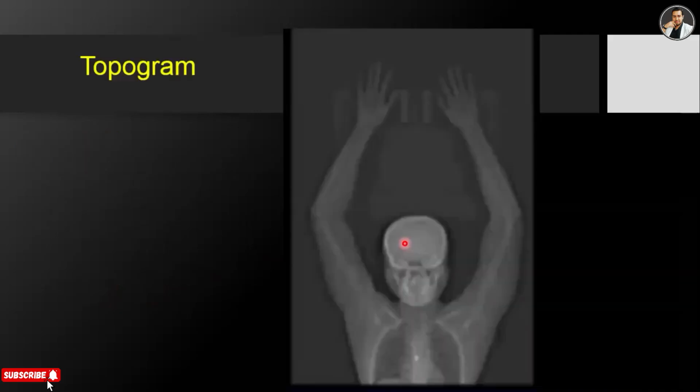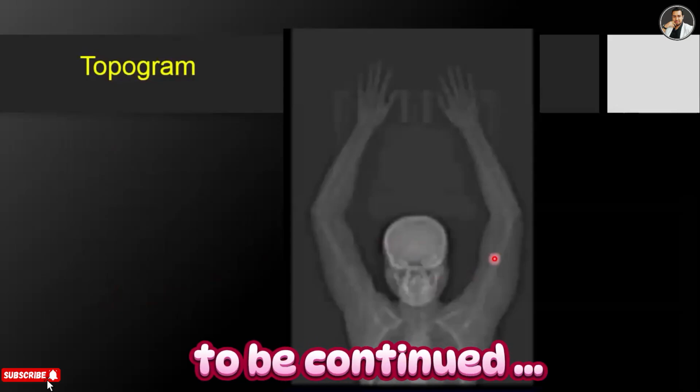So this is the topogram when we do an upper limb angiogram.